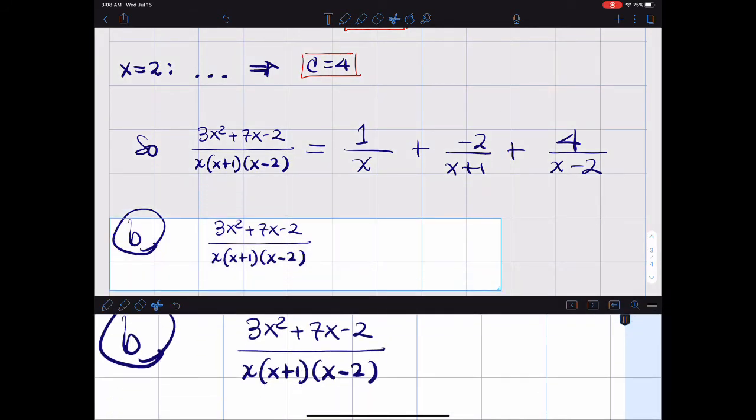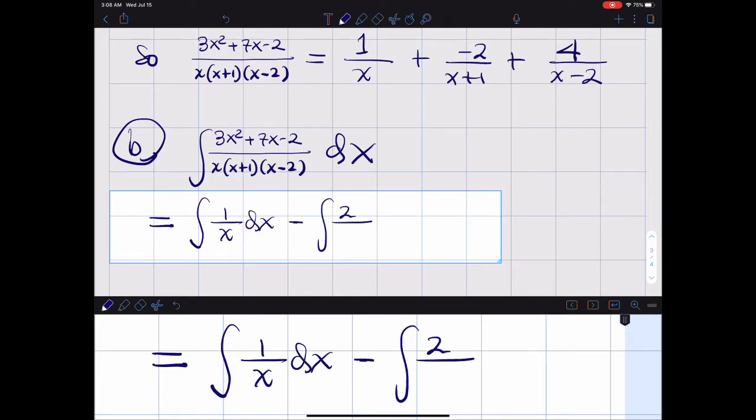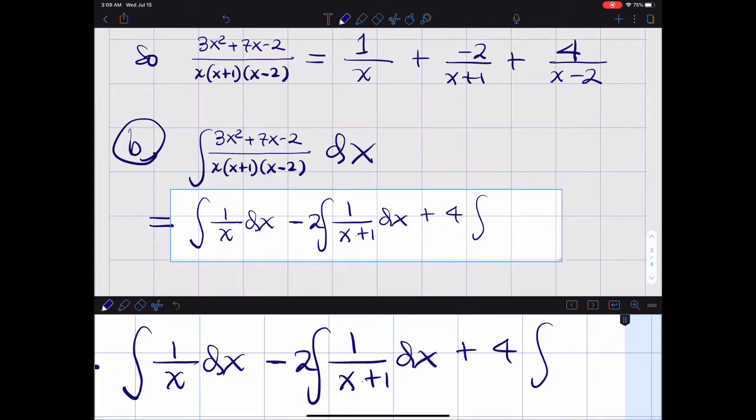So let's evaluate the integral of (3x squared plus 7x minus 2) over x times (x plus 1) times (x minus 2) dx. Now that we have a partial fraction, this integral is no longer scary because this is the integral of 1 over x dx minus 2 over x. Actually, I'm going to write it this way: 2 times the integral of 1 over (x plus 1) dx plus 4 times the integral of 1 over (x minus 2) dx.